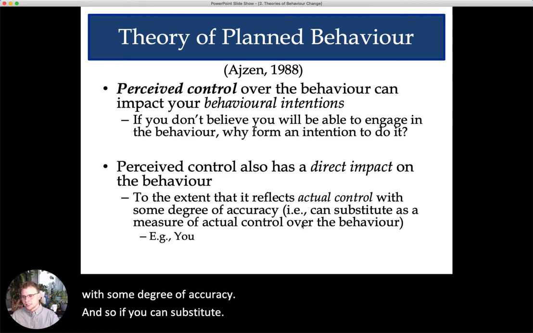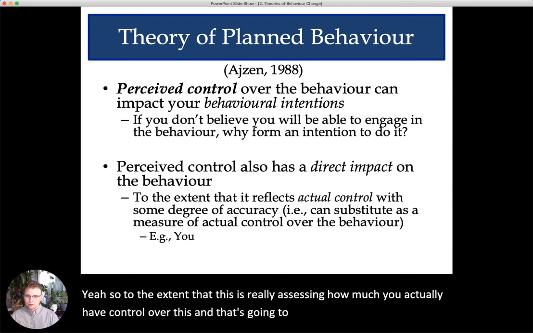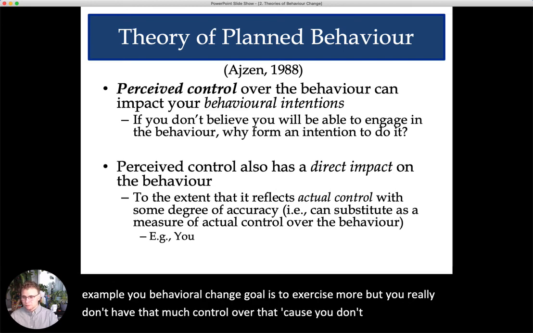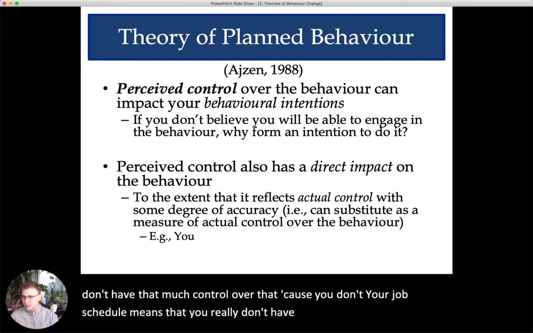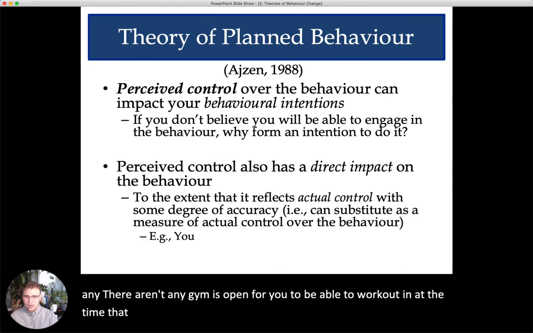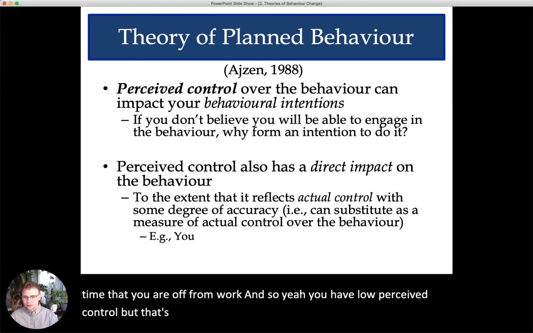So to the extent that this is really assessing how much you actually have control over this, that's going to be important, right? So say, for example, your behavioral change goal is to exercise more, but you really don't have that much control over that because your job schedule means that you really don't have time for that. There aren't any gyms open for you to be able to work out in at the time that you are off from work. And so, yeah, you have low perceived control, but that's also related to real factors. And so that accounts for the direct effect.